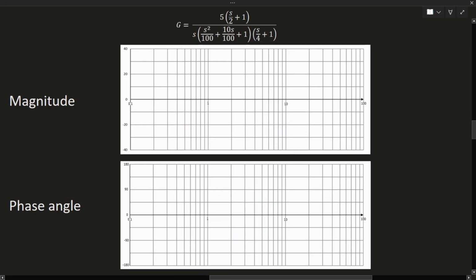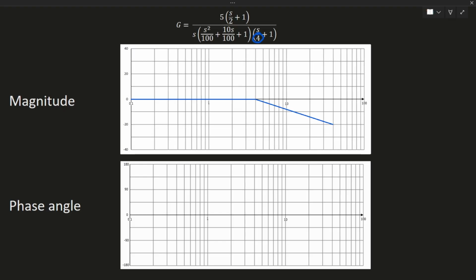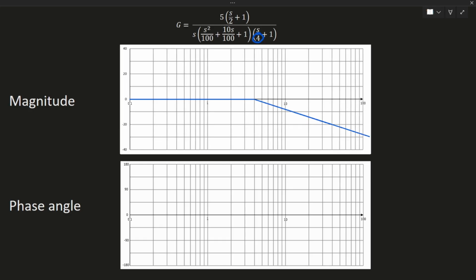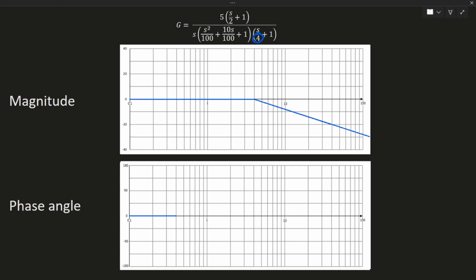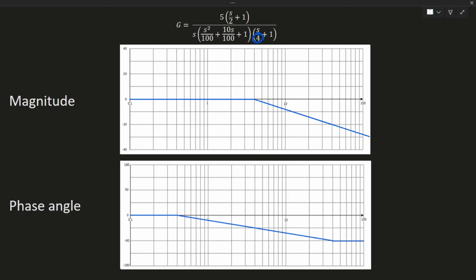So back to our example, our p is 4. For the magnitude, we're gonna draw 0 up until 4, and then we're gonna draw a slope of negative 20 dB per decade. Phase angle, same thing. We're gonna take the 10th of 4, so it's 0 up until 0.4. Then we're gonna take p, which is 4, times 10, 40. By the time it's at 40, it's going to decrease to negative 90 degrees, and then we're going to draw a straight line beyond that.